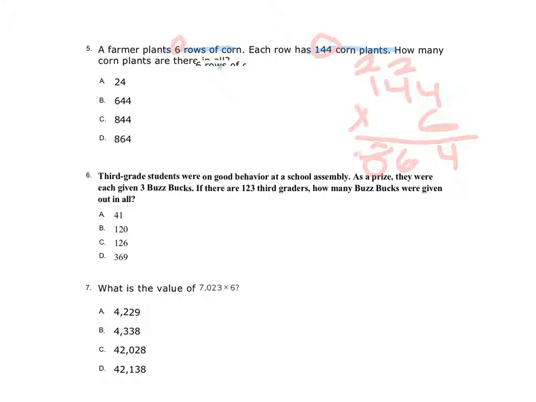So your answer is now 864. So it's not A, it's not B, it's not C, and it is D. So your answer is 864 corn plants.